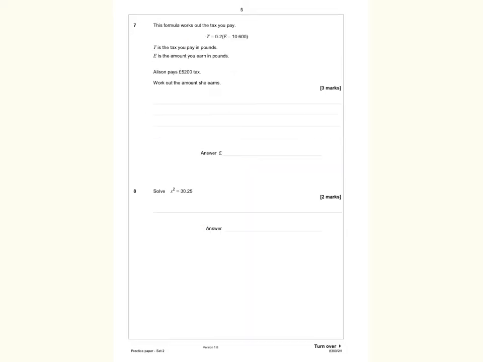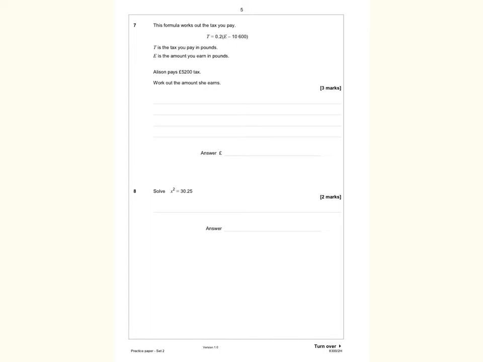Okay, so question number 7 says this formula works out the tax you pay. So T is equal to 0.2 times (E take away 10,600). T is the tax you pay in pounds. E is the amount you earn in pounds. Okay, and here they've told us that Alison pays £5,200 tax. Work out the amount that she earns.